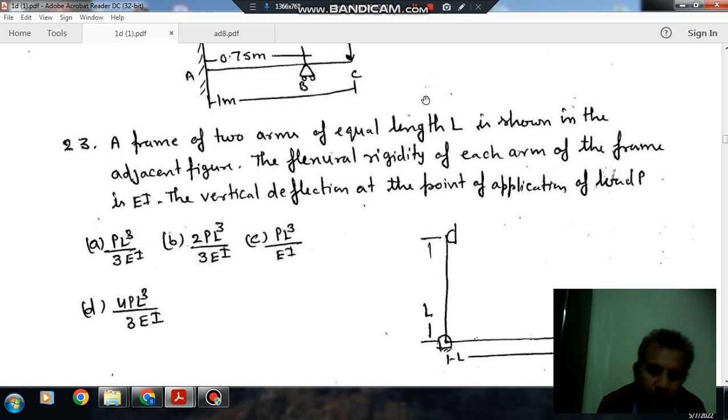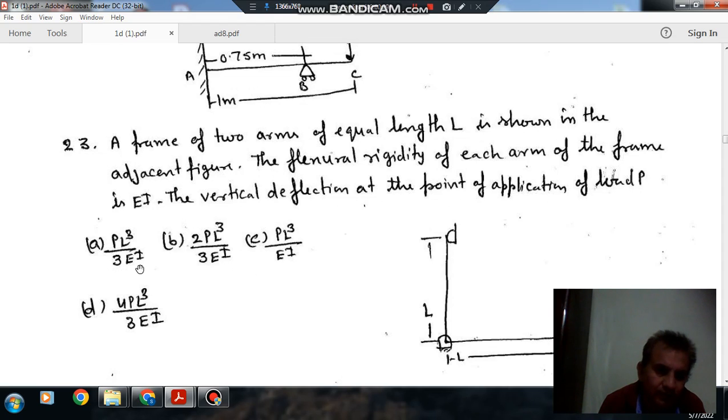Hello, welcome again. We are solving some questions of strength of material. The topic is deflection. Question number 23: a frame of two arms of equal length L is shown in the adjacent figure. The flexibility of each arm of the frame is EI. Find the vertical deflection at the point of application of load P.